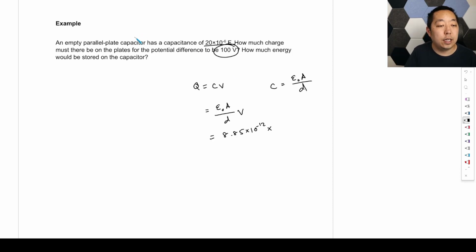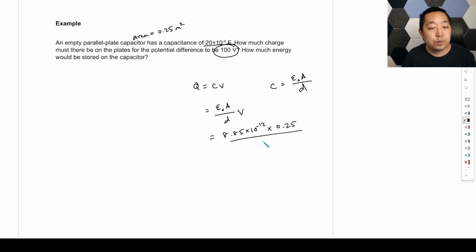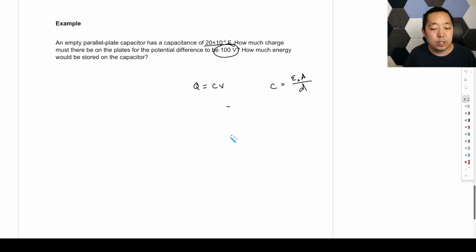Oh, they didn't say the area. We'll say the area is just 0.25 square meters. We didn't actually say. It does matter. The separation is... oh, actually, I'm sorry. I don't know. They didn't... they just gave you the capacitance. So you're just using Q equals CV. Sorry, I was thinking parallel plate capacitor because they told us that. But they actually just told you the capacitance here on this one.